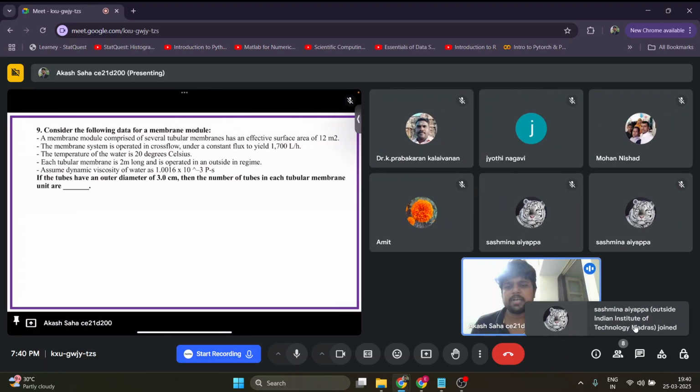The temperature is 20 degrees Celsius. Each tubular membrane is 2 meter long and is operated in outside in regime. Assume dynamic viscosity of water as this. If the tubes have an outer diameter of 3 centimeter, then the number of tubes in each tubular membrane unit are. Okay, so we have to find out the number of tubes.